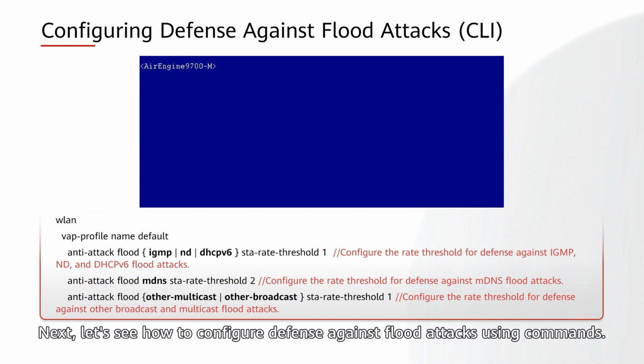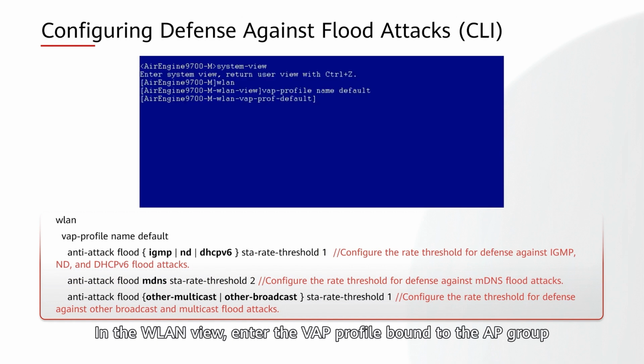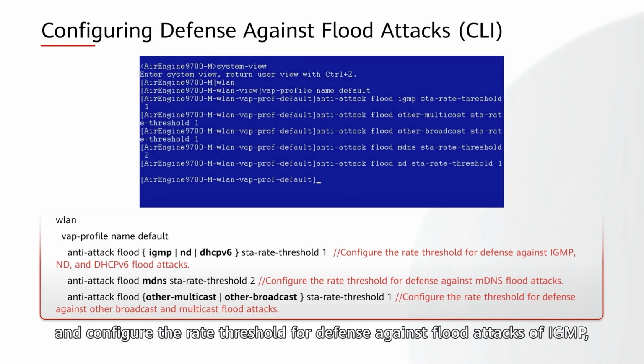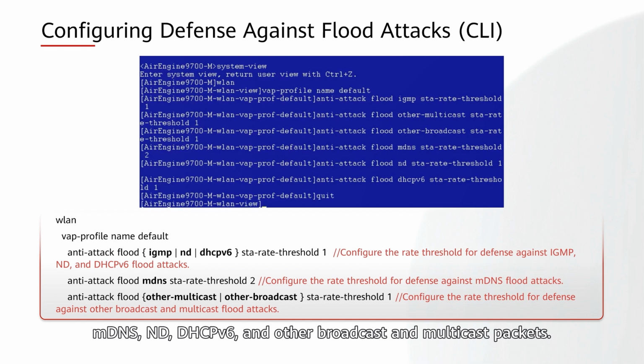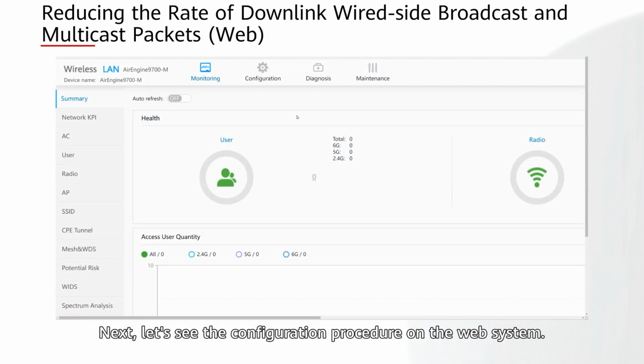Next, let's see how to configure defense against flood attacks using commands. In the WLAN view, enter the VAP profile bound to the AP group and configure the rate threshold for defense against flood attacks of IGMP, MDNS, ND, DHCP-v6, and other broadcast and multicast packets. Next, let's see the configuration procedure on the web system.